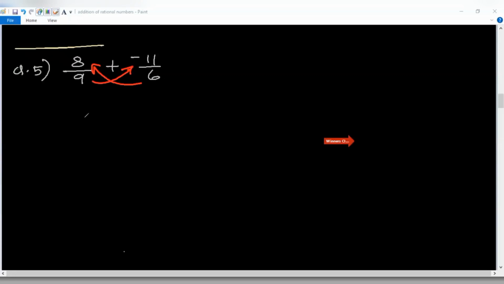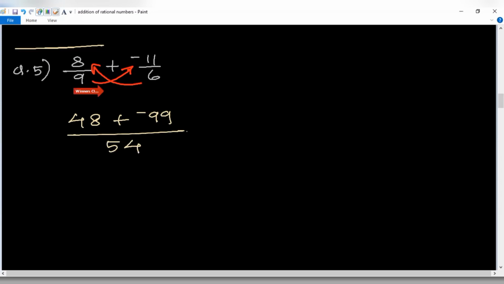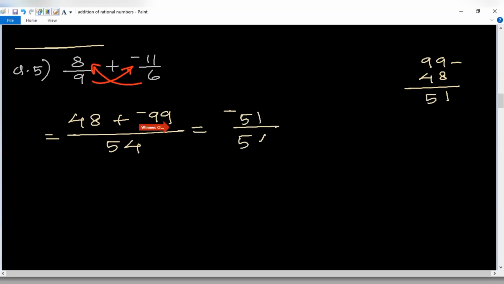So then 6 into 8, like that we have to do. 6 into 8, 48. Then plus 9 into negative 11, that is negative 99, all divided by 9 into 6, 54. Okay, like this also we can do. Now, here as the numerator, we have a positive and a negative number to add. The bigger one is negative, so the answer is also negative. Now we have to subtract 99 minus 48. That is, here we have 1 and here it is 5. So minus 51 by 54.